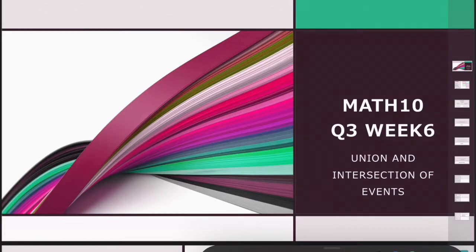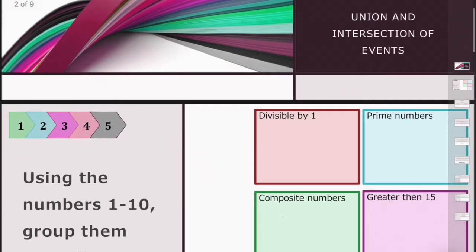Good day. Our discussion for today is the union and intersection of events. This is a lesson for grade 10 on quarter 3, week 6. And before we begin our discussion, let's have first a review.